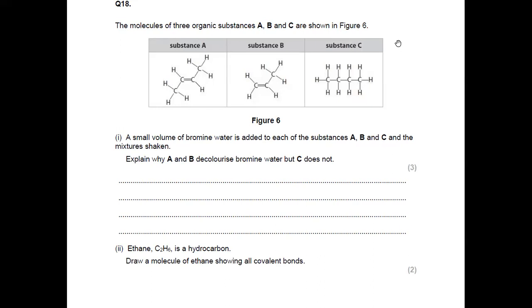The answer is fine, but you need to use specific terminology. So the terminology we're going to use is this: substance A and B are alkenes and they have a double covalent bond which allows them to react with bromine. Substance C is a saturated hydrocarbon, or an alkane, and it does not have any double bonds, hence it will not decolorize bromine. So you want to talk more about double bonds, the bond breaking and the addition reaction.